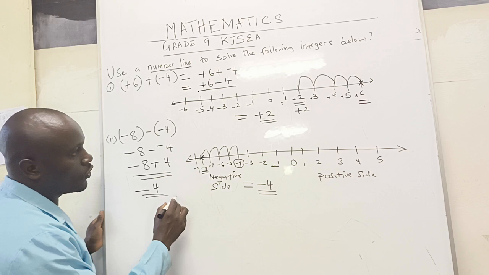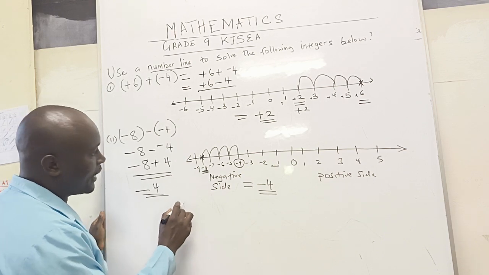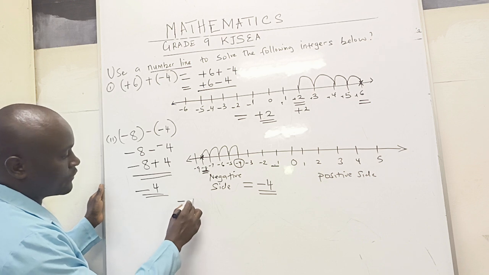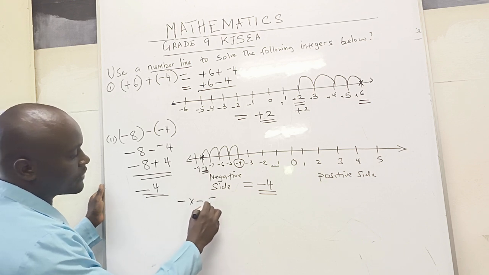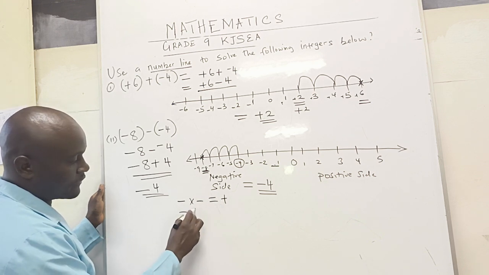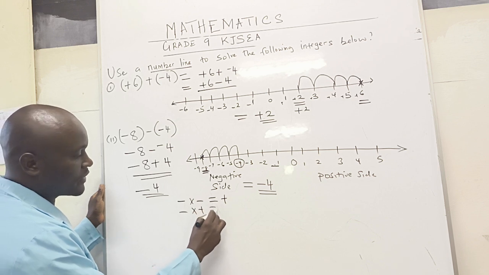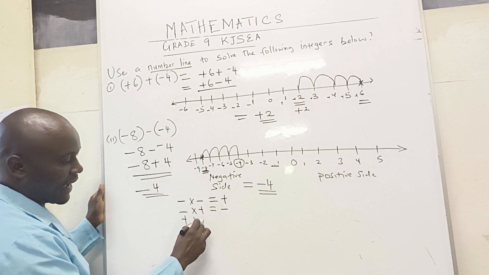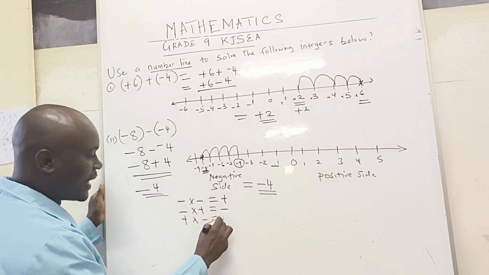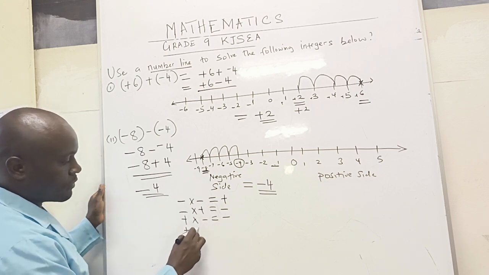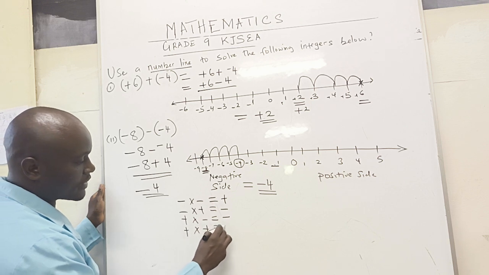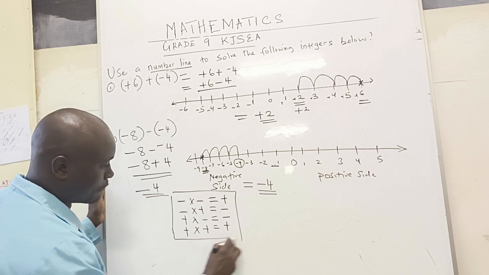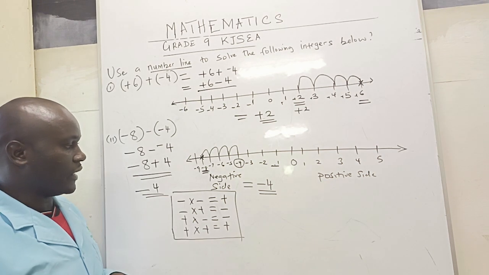Now, we have what you call a way of solving the signs. If we have a negative multiplied by a negative, it gives us a positive. A negative multiplied by a positive gives us a negative. A positive multiplied by a negative gives us a negative. Then a positive multiplied by a positive gives us a positive. So you can use this to help you understand more these integer sums.